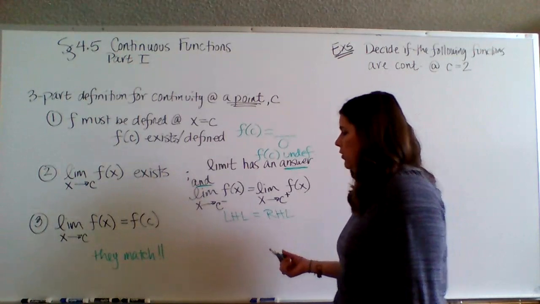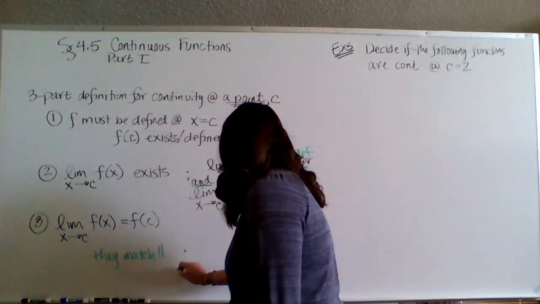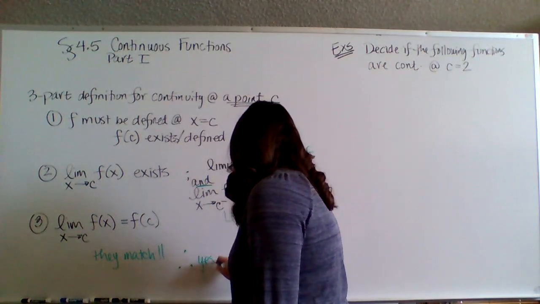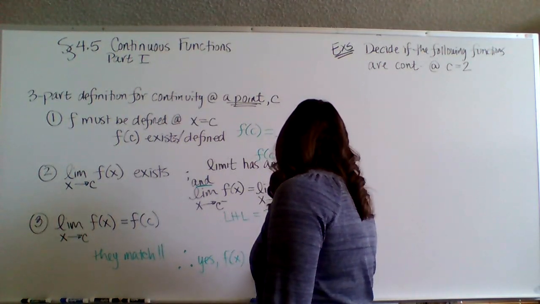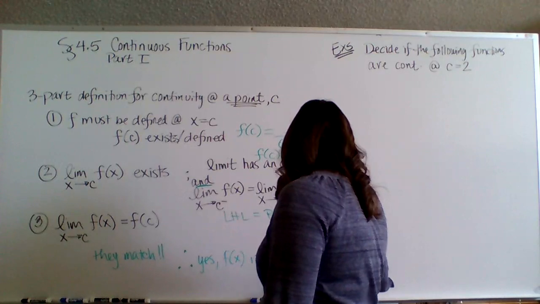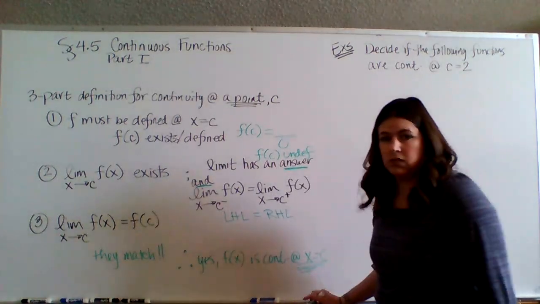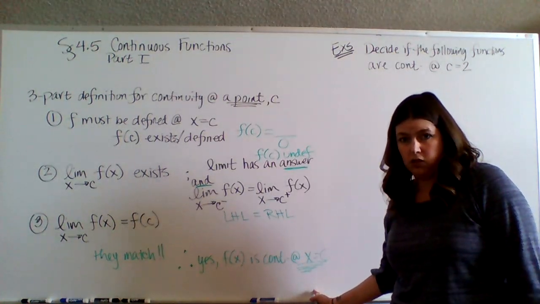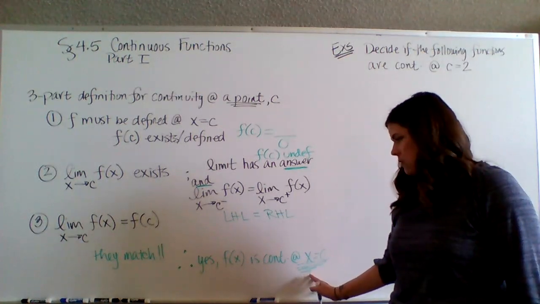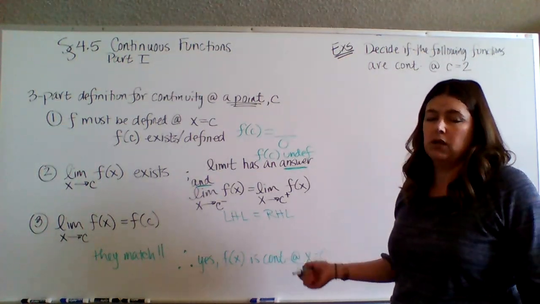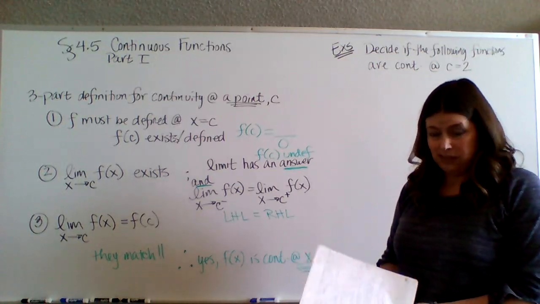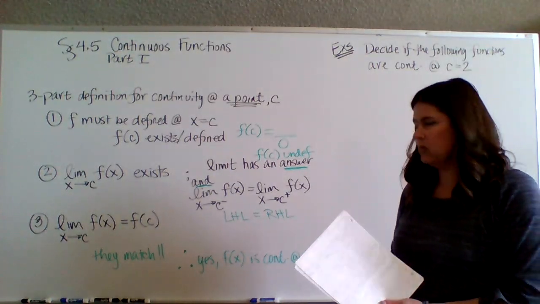And if you've met all 3 conditions, then you would wrap it up and you would say, therefore, yes, our function f of x is continuous at x equals c. And you have to restate this because it might not be continuous everywhere, but the 3-part definition that you're proving is proving that it's continuous at that c value. Or if one of the conditions was broken, then you would say no. Therefore, f of x is discontinuous or not continuous at x equals c.